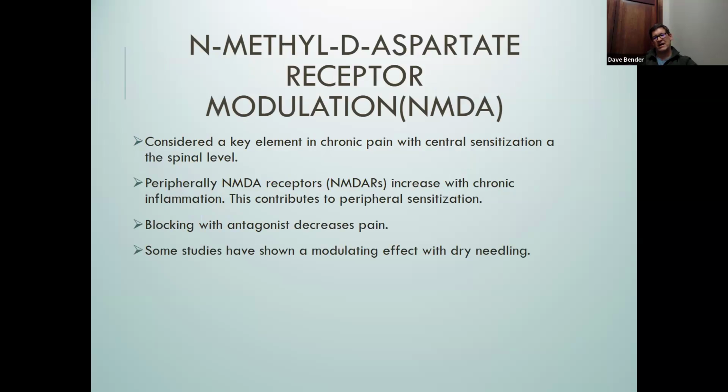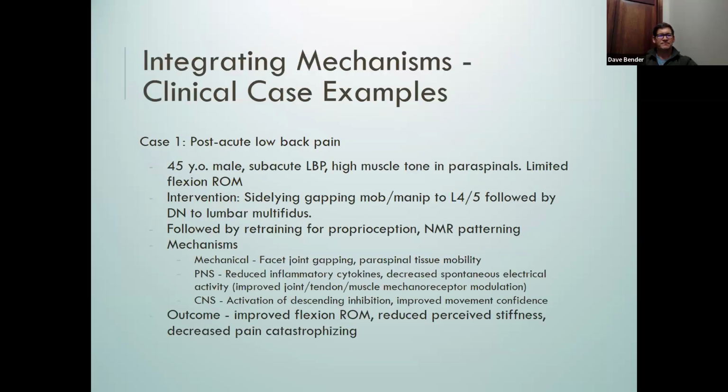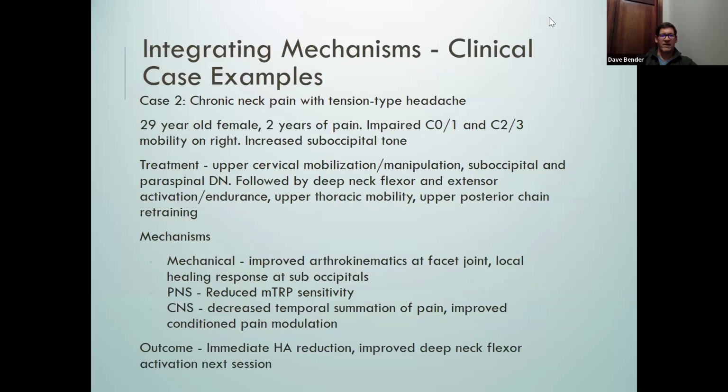Again, we've included some other slides in here for you. I think we could go into detail about this, but we're basically going to really bore you. So we're going to include some of the other mechanisms in here that are included in the article, just for your enjoyment. And again, integrating mechanisms here. We have clinical case examples. Hold on a second, let me go back one.